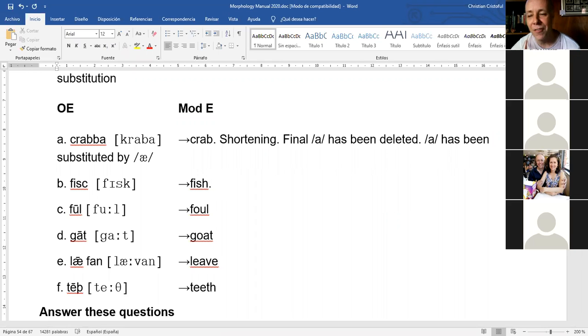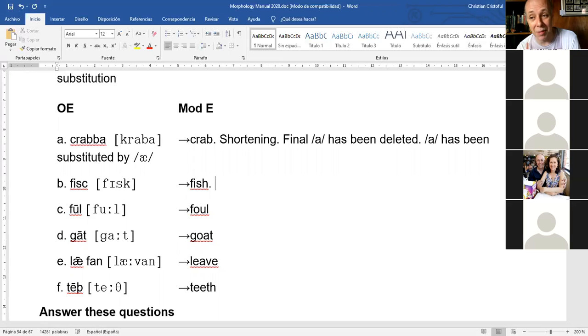Before, people said fisk. Now we say fish. Tell me the changes. Letter C was replaced by the sound of sh. Excellent. So is there shortening? Fish, fish, fish. No, it's not shorter. It's exactly the same amount of sounds.